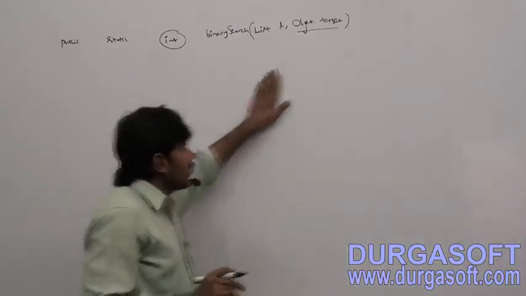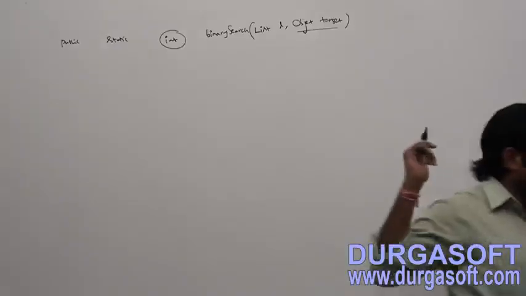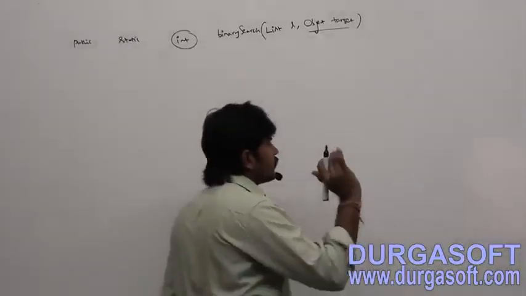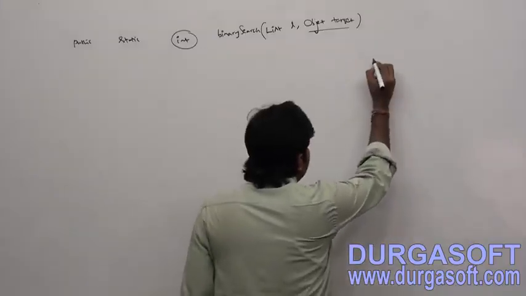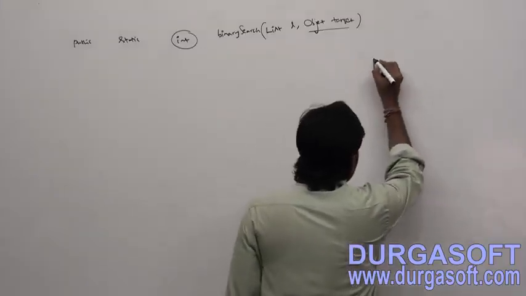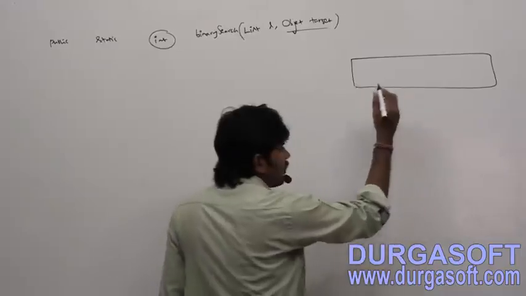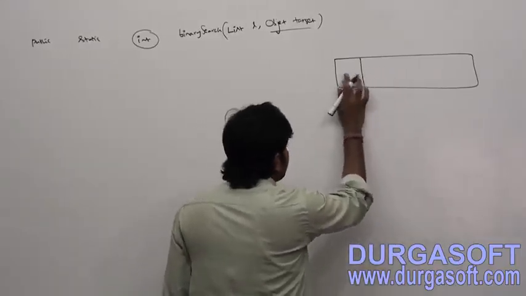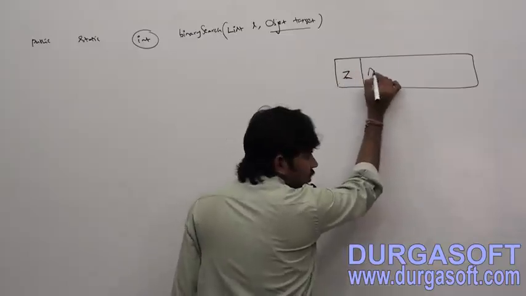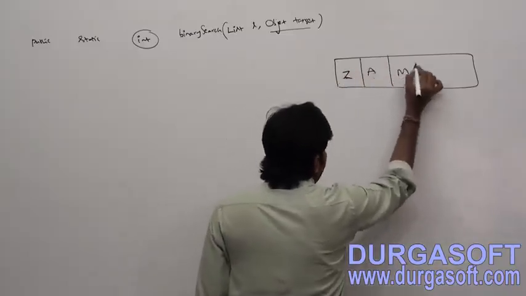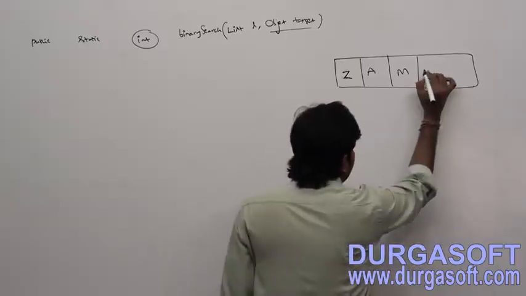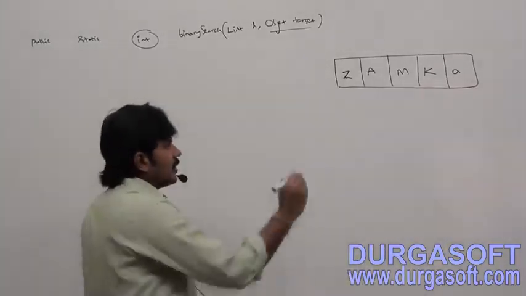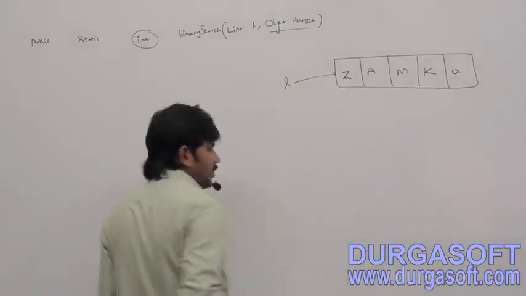Let me explain with a small example. Just observe this one. Sir, I have an ArrayList. Can you tell which elements are there in my ArrayList? Please cross-check from the screen. What is the first one? Z. Next one? A. Next, M. What's the next one? K. Next one is small a. Assume this is my ArrayList.